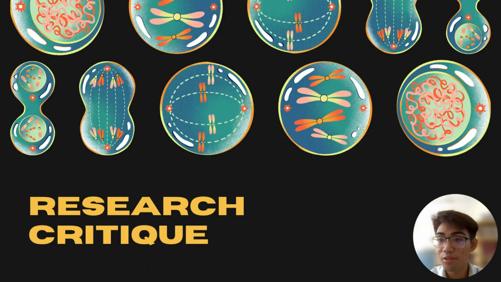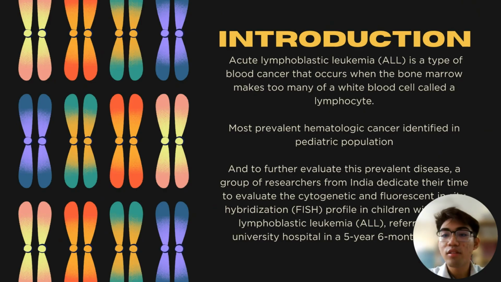So now let us proceed to the actual critique of the research. So let's start with an introduction first. Acute lymphoblastic leukemia or ALL is a type of blood cancer that occurs when the bone marrow makes too many white blood cells called lymphocytes. These stand out as the most prevalent hematologic cancer identified in the pediatric population, constituting roughly 25% of cancer diagnoses among children younger than 15 years of age.